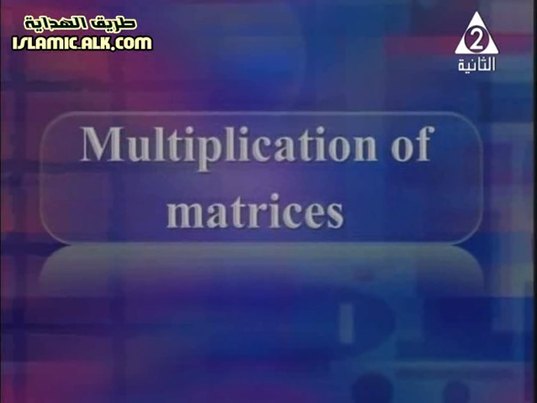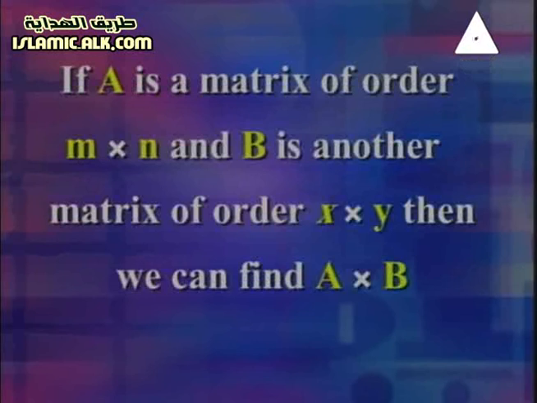Multiplication of matrices. If A is a matrix of order m times n, and another matrix B has order x times y, then what is the condition when we find A times B?